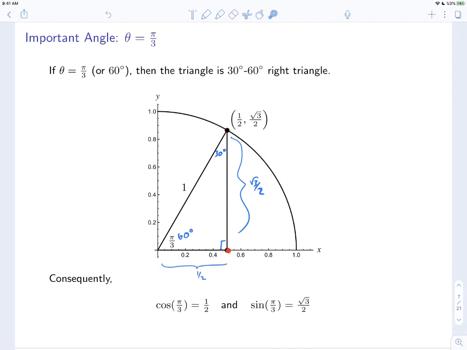But the dimensions are the same, because it's a 30-60 degree triangle where one of the sides, the hypotenuse in fact, is length 1. So that means that the shorter side is 1/2, and the longer side is the square root of 3 over 2. Well, the shorter side, that's how far off we are to the right. That's the x-coordinate. So that tells us that cosine of pi over 3 is 1/2. The longer side, this is sine of theta. The y-coordinate, it tells us how high up above the x-axis we are, and it's square root of 3 over 2. So that tells us that sine of pi over 3 is square root of 3 over 2.